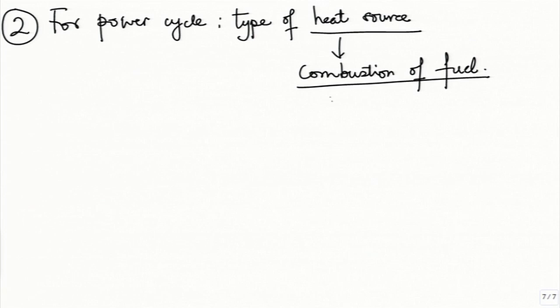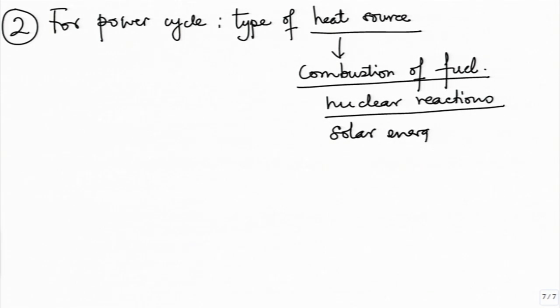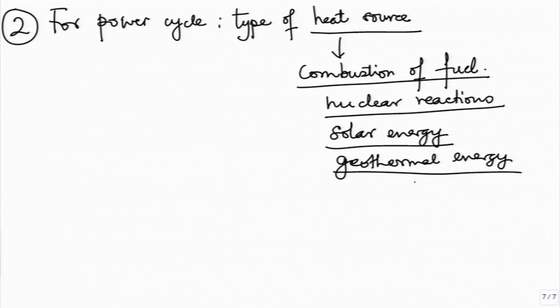So instead of combustion of fuel, you could have nuclear reactions of some kind, fission or fusion. Fission is common, fusion is still in the lab. You could have a natural source like solar energy. You could even have geothermal energy. And since we are always short of power, we will be looking at various other sources. But finally, these are heat sources.